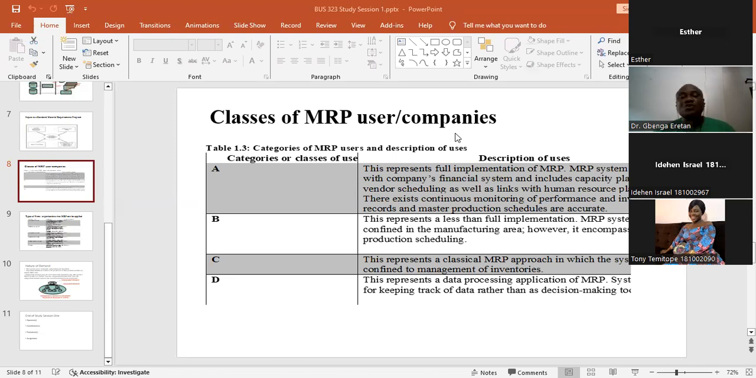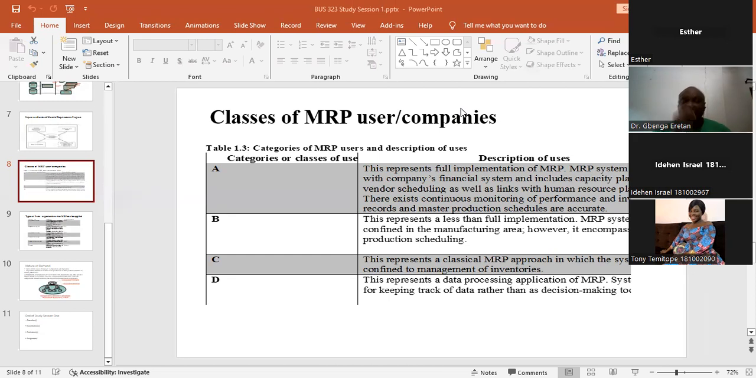Then we talk about category C. This represents a classical material requirement planning approach in which the system confers to management of inventory. In the case of category C, they only take care of inventory as part of their own. They do not consider others, but only their goods are programmed into the MRP, the computer-based system. Other aspects of the organization, they are not interested in.